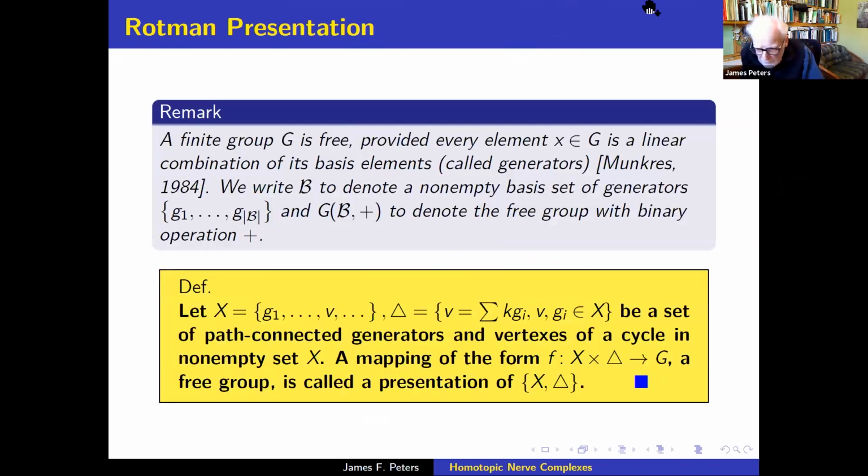Okay, then now we go to the presentation, which is really the heart of what I wanted to get at, and that's the notion of finite group presentation. So we start with a structure, a set of vertices, including a generator and other vertices on a cycle, either conventional in a CW space, like a one cycle, or a homotopic cycle. And then I have this set of relations where each vertex is written as a linear combination of the generators. And I map that combination X cross triangle to a group. And it's a free group. And that free group is called a presentation of that pair.